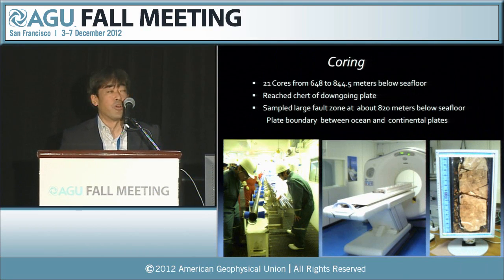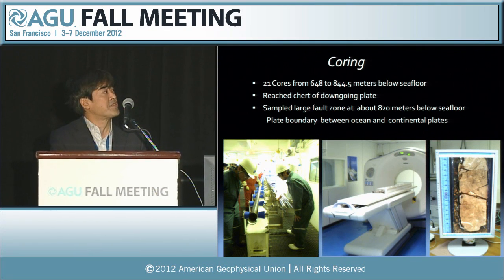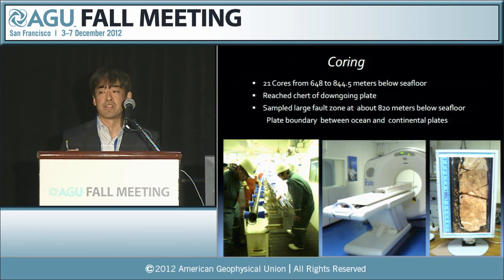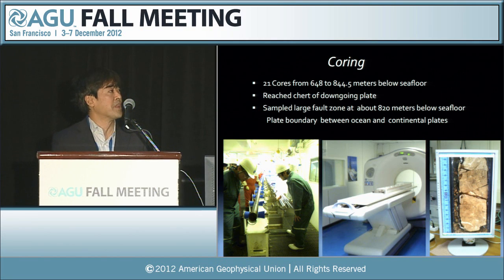Coring is also very important. As I said before, we want to actually get a sample. And so we cored from about 648 to 844 meters below sea level. And we're very confident that we actually went through the plate boundary fault zone. And we're confident because we got to the underlying, not exactly basement, certainly not the basalt, but we got to the hard chert, which underlies the overlying sediments of the downgoing plate.